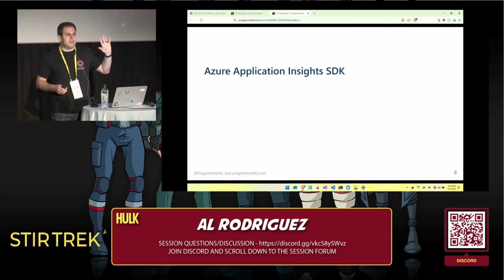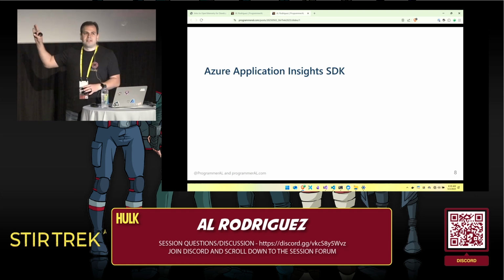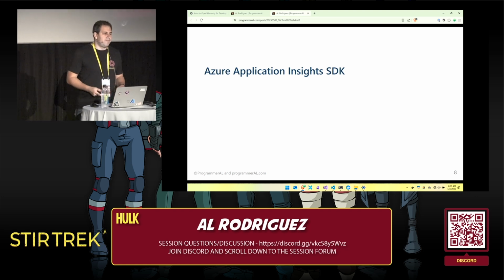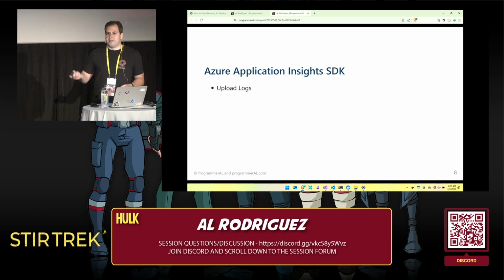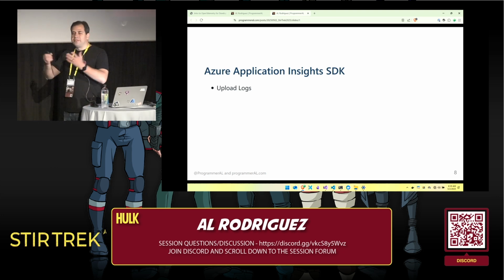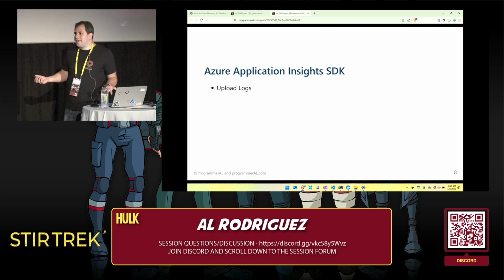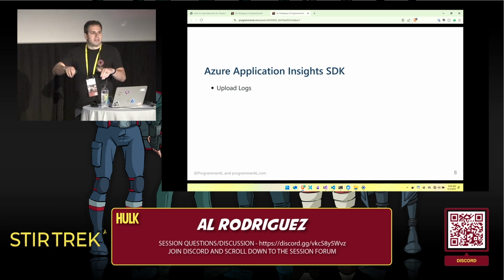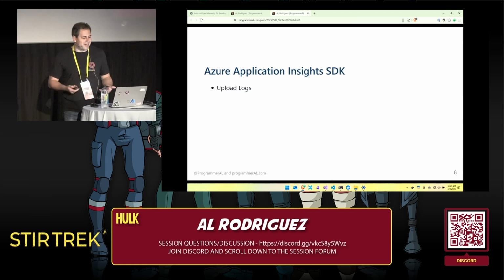All of the third-party vendors have their own SDK, and they're all pretty similar to this kind of thing. So I just want to call out the basics of an SDK like this. With Azure Application Insights, and basically every other vendor, you can upload logs, right? That's the simple thing. That's kind of the base level. If you're not able to upload logs, then I don't know what it's for, right? That's kind of the default.